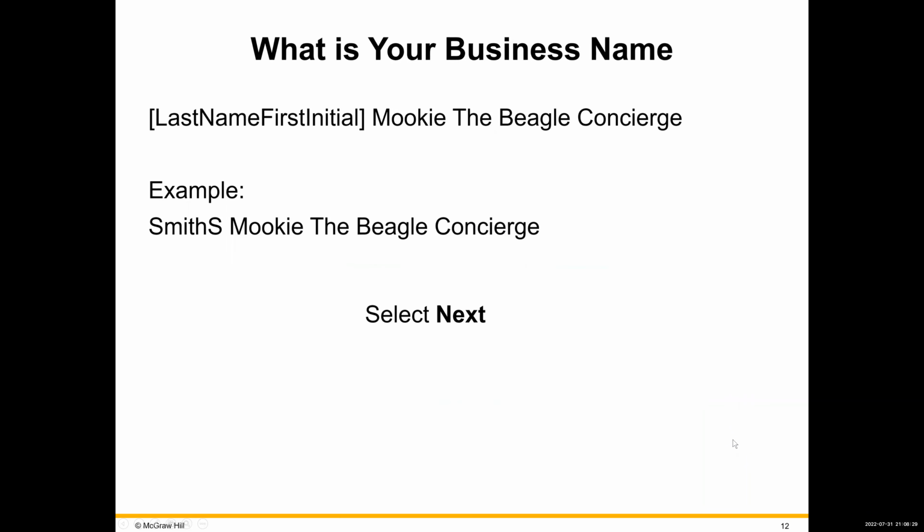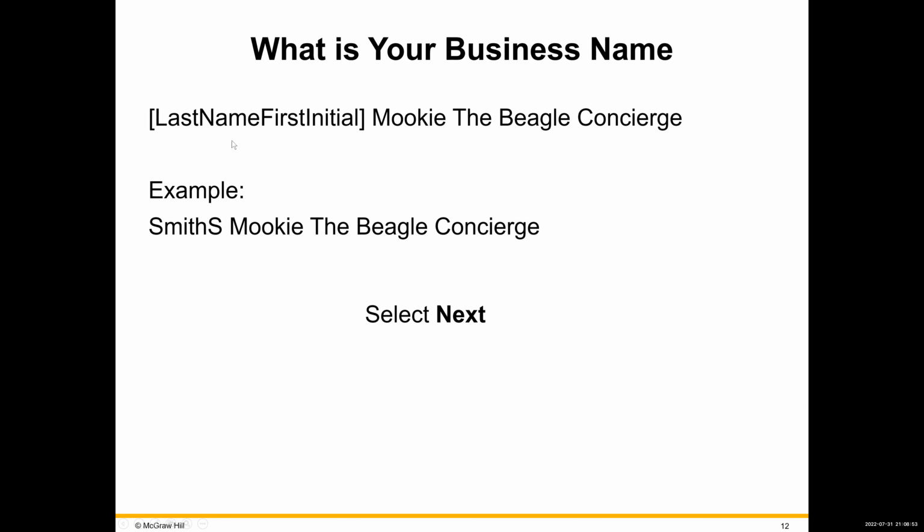Now, when I was doing this, I forgot to take a picture of this, the sort of screenshot. But the next thing you're going to see is you have to name your company. And your company is going to be your last name, first initial, Mookie, the Beagle Concierge.